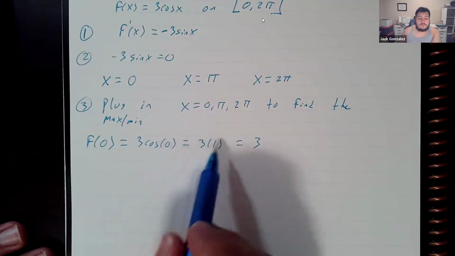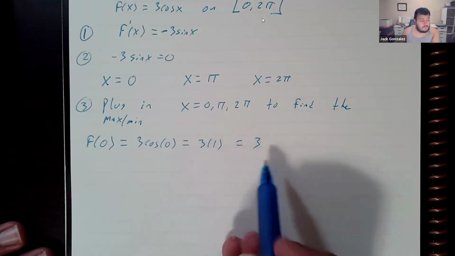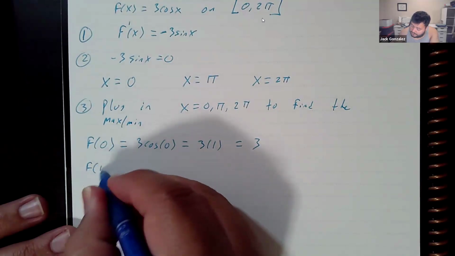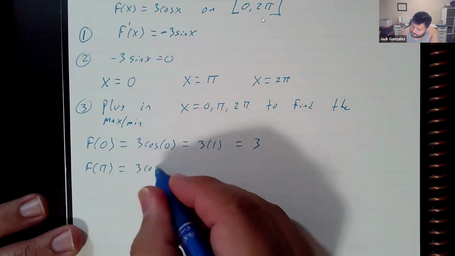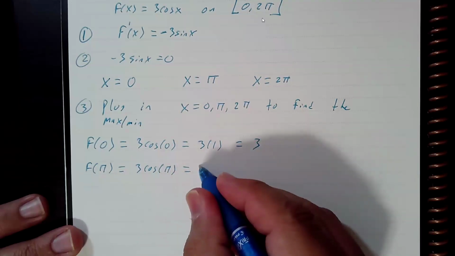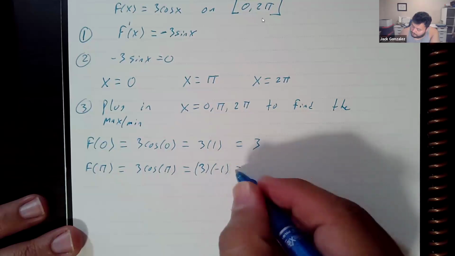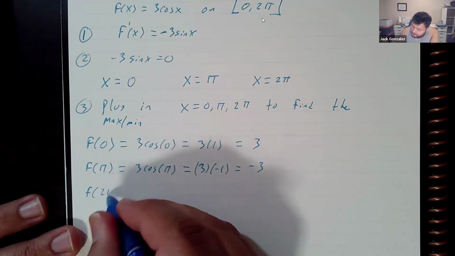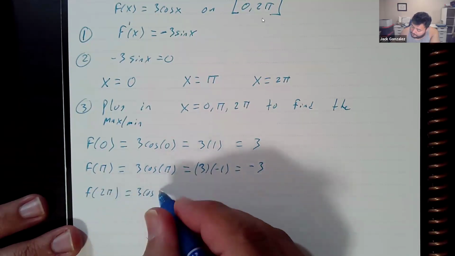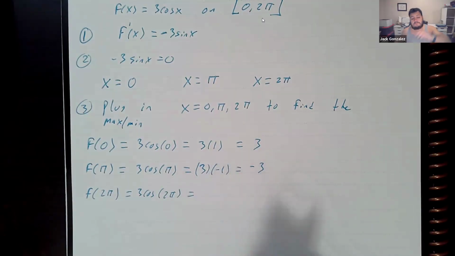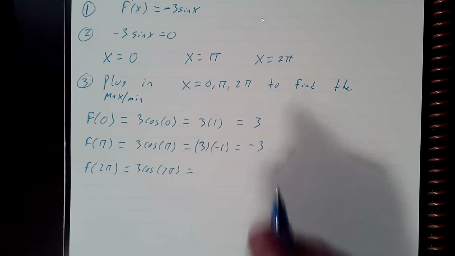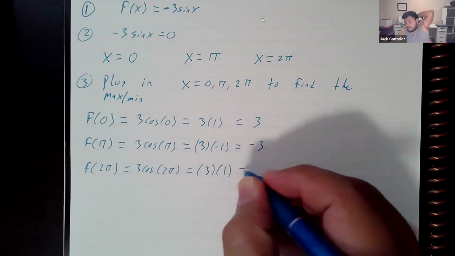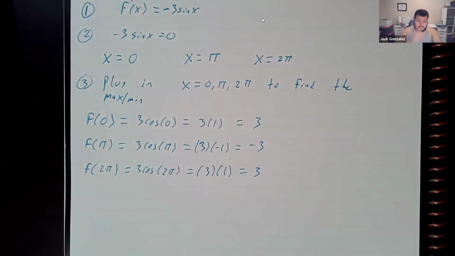So cosine of 0 is 1, right? On the unit circle. 3 times 1 is 3. What is cosine of pi? -1. Yeah, -1. Okay. What is cosine of 2 pi? 1. So 3 times 1, 3. All right. What's the biggest? It's a tie.